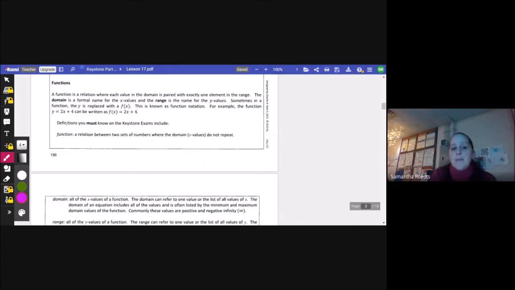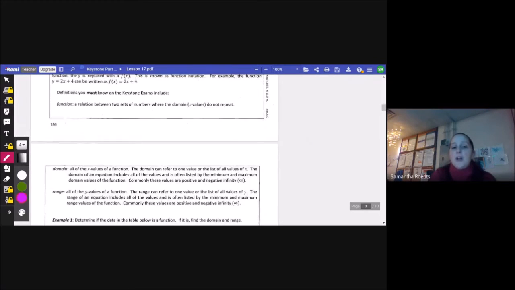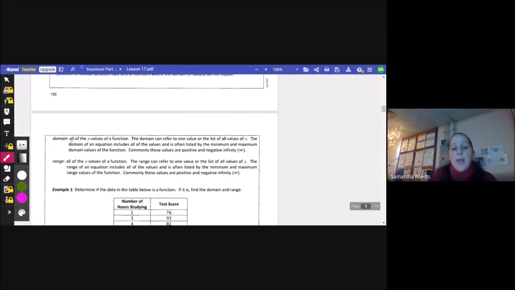Definitions you must know on the Keystone exams include function, a relation between two sets of numbers where the domain, x values, do not repeat. Domain, all of the x values of a function. The domain can refer to one value or a list of all values of x. The domain of an equation includes all the values and is often listed by the minimum and the maximum domain values of the function. Commonly, these values are positive and negative infinity.